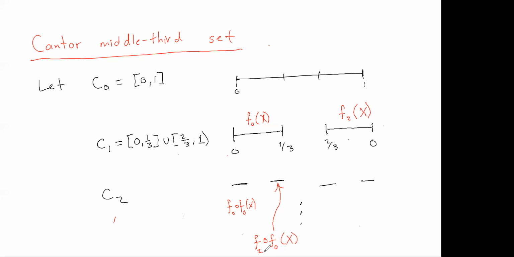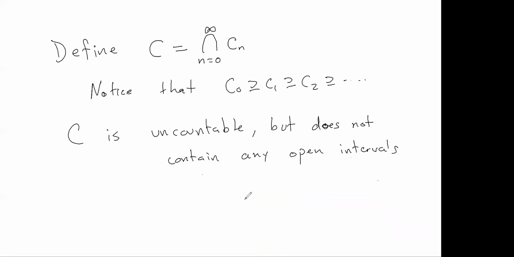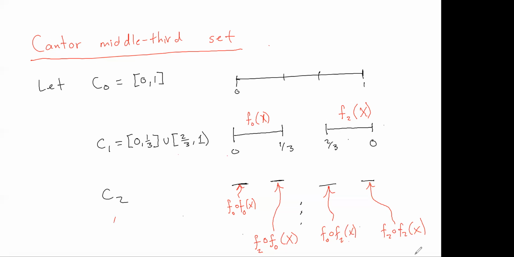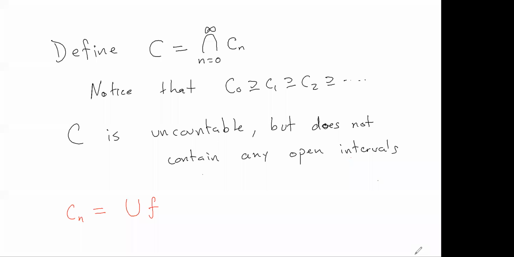This one here will be F0 composed with F2. And this one here will be F2 composed with F2. And so on. So Cn in general will be the union of, how do I write this? Actually, let's write it for C2 first.